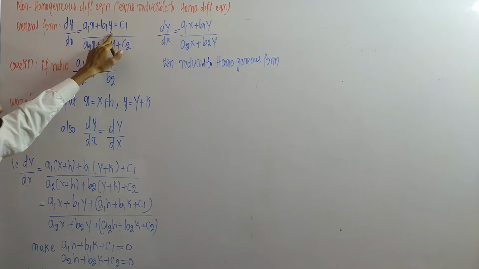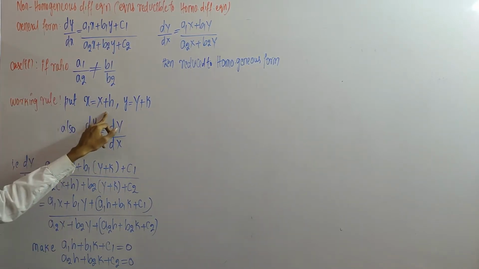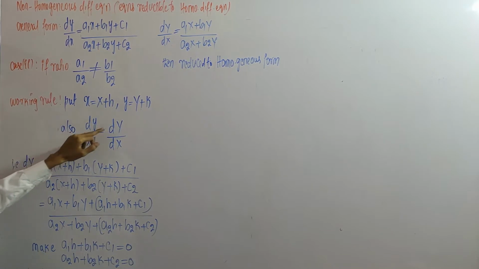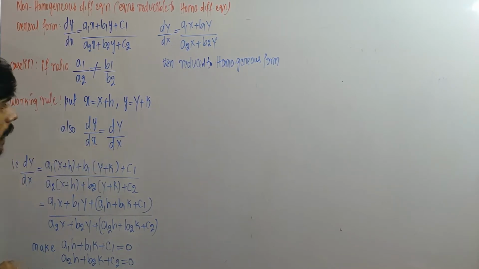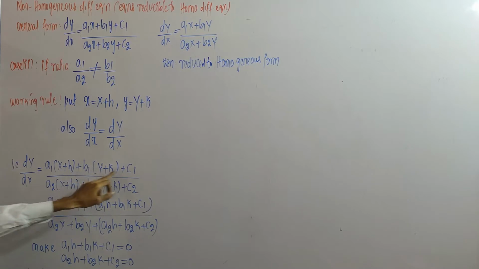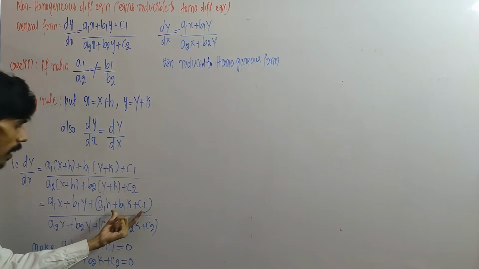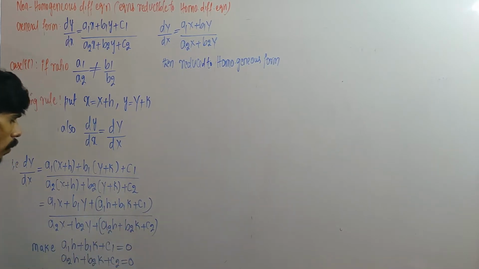In such a case the working rule is: put the value of this small x as capital X plus h, and this small y as capital Y plus k. Also if I differentiate this, we will get dy by dx equal to capital dY by dX. Now this dy by dx is replaced by capital dY by dX, the a1 value, this x is replaced by X plus h, and this y is replaced by Y plus k here. Now after multiplying we will get a1X plus b1Y. Here we have a constant.